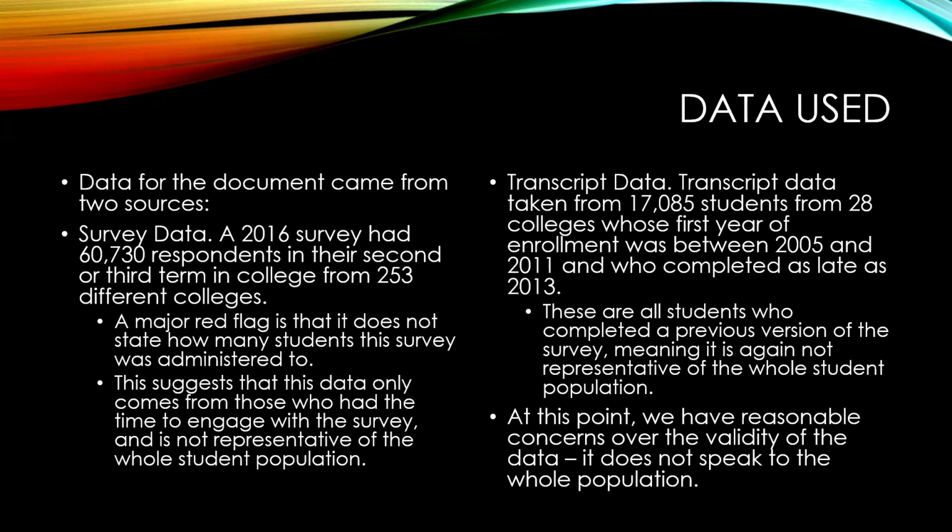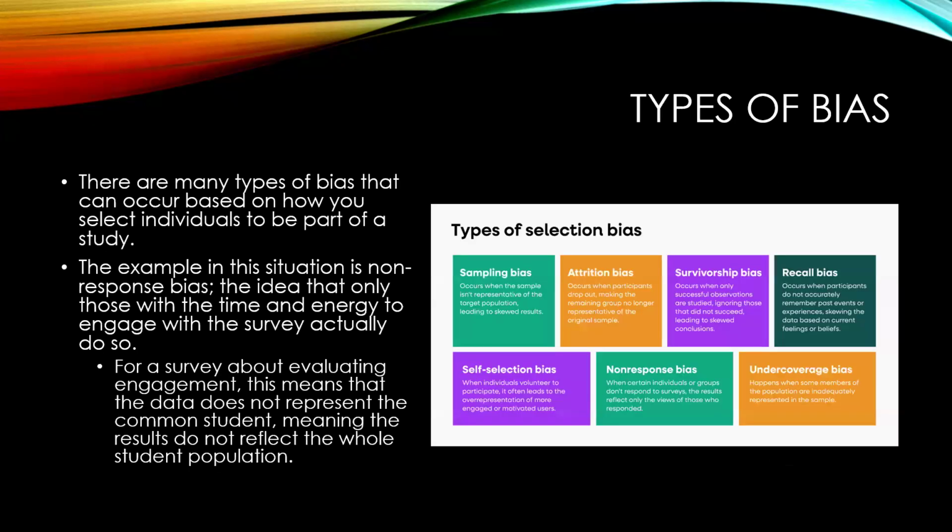These are all students who completed a previous version of the survey, meaning it is again not representative of the whole student population, but just those who engaged with the survey. At this point, we have reasonable concerns over the validity of the data. It does not speak to the whole population. To understand that, let's talk about the types of bias.